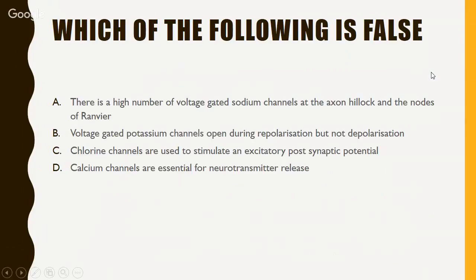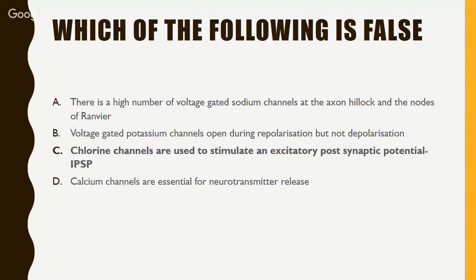Great. Which of the following is false? There are a high number of voltage-gated sodium channels at the axon hillock and the nodes of Ranvier. Voltage-gated potassium channels open during repolarization, but not depolarization. Chlorine channels are used to stimulate an excitatory postsynaptic potential. Calcium channels are essential for neurotransmitter release. Cool. C. Yeah, cool. So opening the chloride channels, the chloride will come inside, and they would cause a more negative membrane potential.